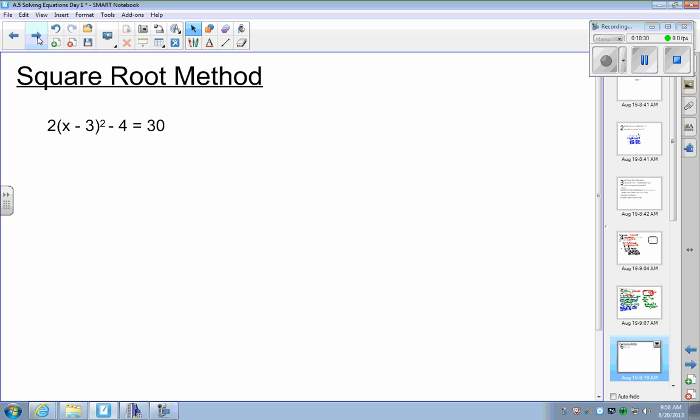Next one, square root method. So you could sit there and you could double distribute this x minus 3 quantity squared out. Okay, you could distribute a 2 through it, you could subtract a 4, you could set it all equal to 0. But if you have this one, I just call them blob squared, try and isolate that. So move the 4 to the other side.